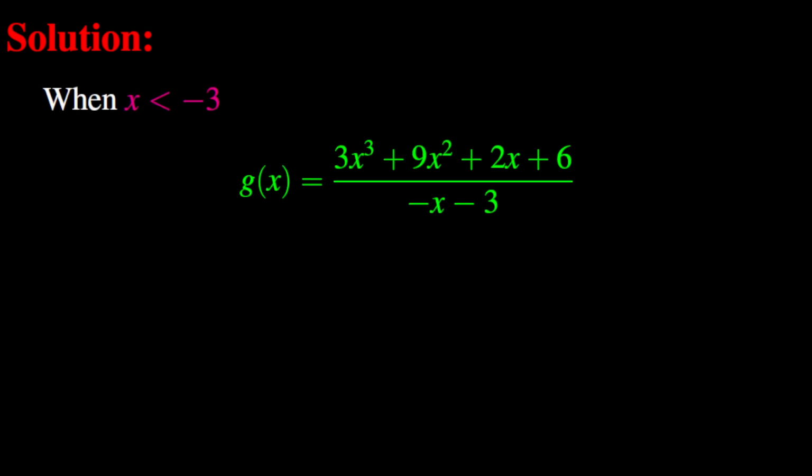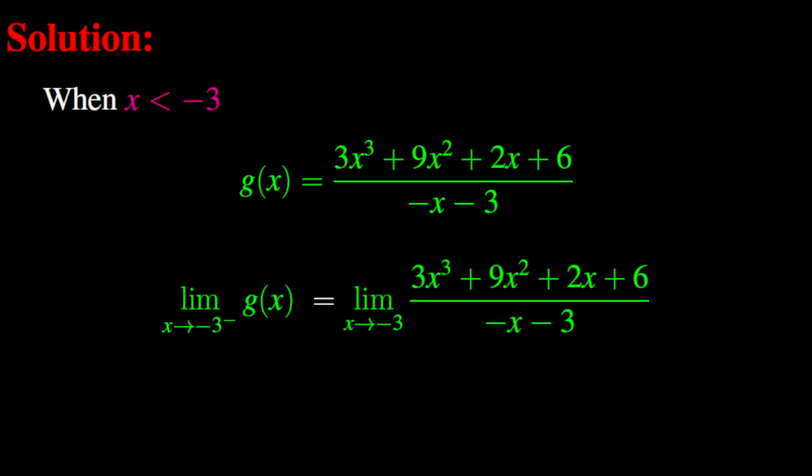We will first compute the limit of the function as x approaches -3 from the left. Given that when x is less than -3, the function g of x is equal to the fraction (3x cubed plus 9x squared plus 2x plus 6) over (-x minus 3). Therefore, the left-hand limit of the function as x approaches -3 is the limit as x approaches -3 of the fraction (3x cubed plus 9x squared plus 2x plus 6) over (-x minus 3).